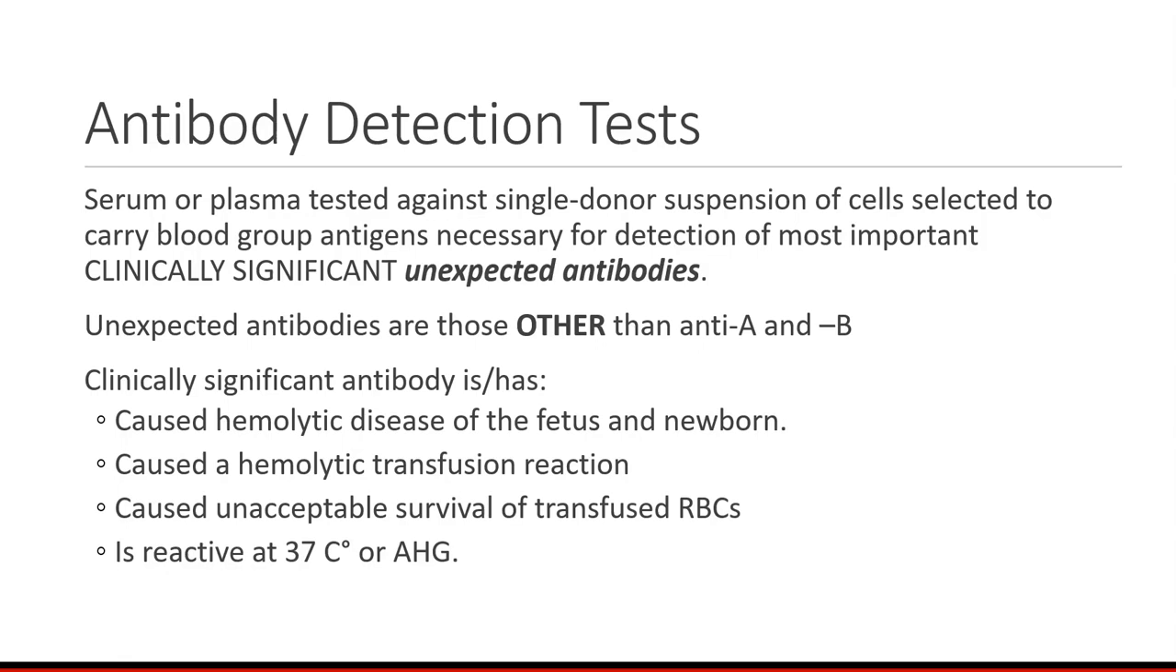If you have a group A person, they must have anti-B in their serum or plasma. If you have a group B person, they must have anti-A in their serum or plasma. If they do not, that's an ABO discrepancy. A clinically significant antibody, again, memorize this, has caused hemolytic disease of the fetus and newborn, has caused a hemolytic transfusion reaction, has caused unacceptable survival of transfused red cells, and is reactive at either 37 degrees or Coombs.